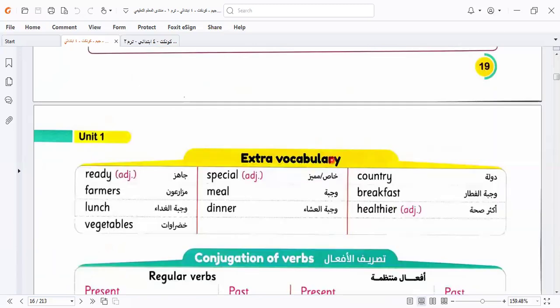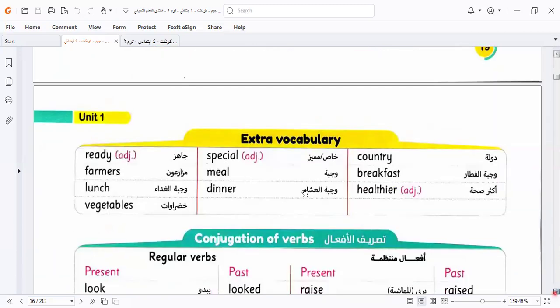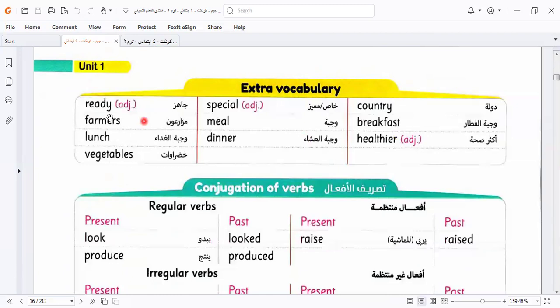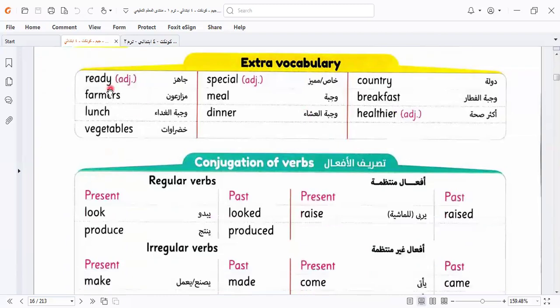Okay, let's learn about some more vocab. Here we have some extra vocab. I would like you to repeat with me.